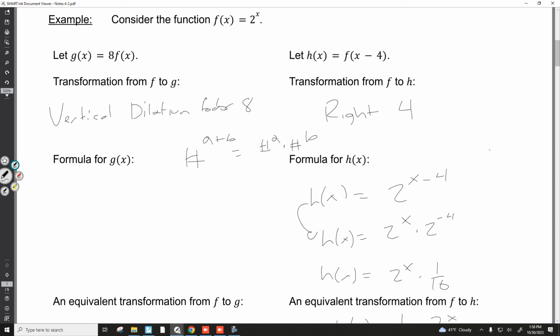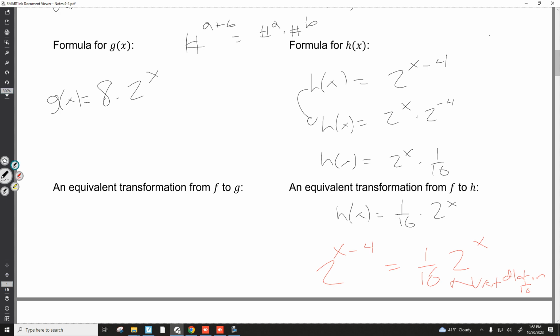So the formula for G is 8 times 2 to the x. Cool? Watch this. I'm going to rewrite 8 as 2 cubed. Now that I've rewritten 8 times 2 to the x as 2 cubed times 2 to the x, I can use my exponent property to combine. What do I get if you multiply 2 cubed times 2 to the x? 2 to the x plus 3, which means plus 3.